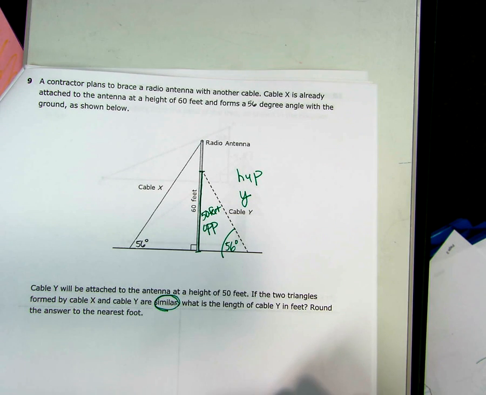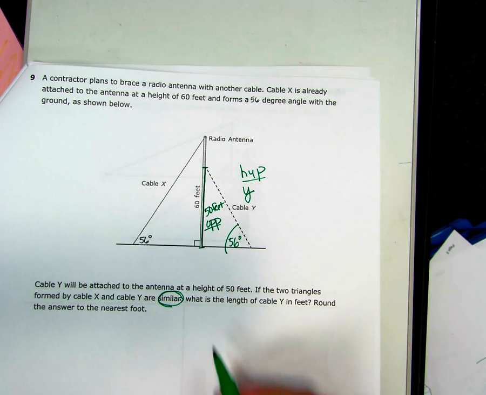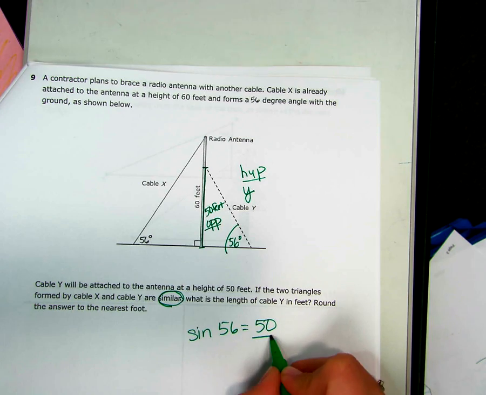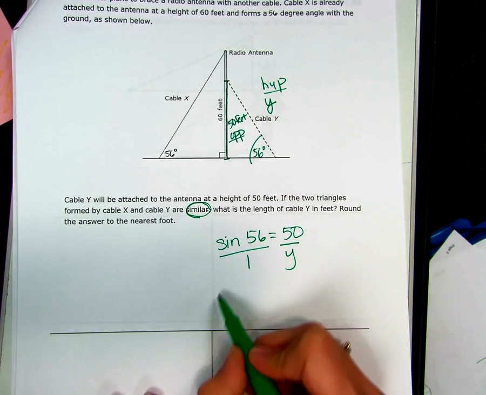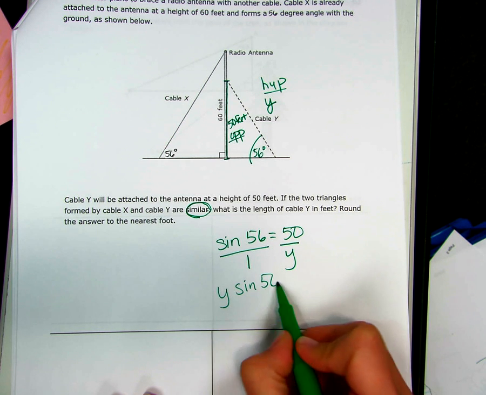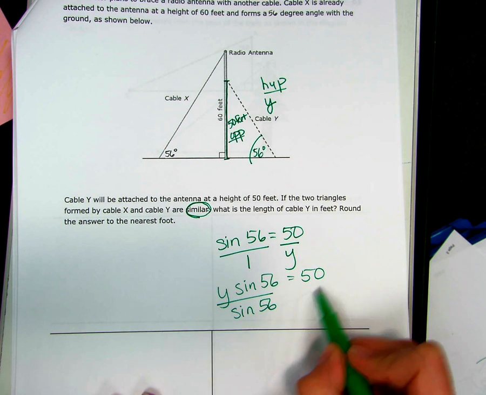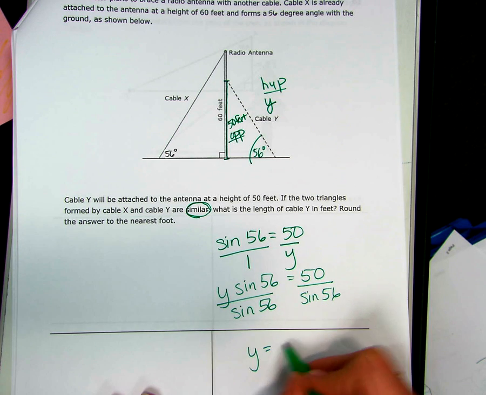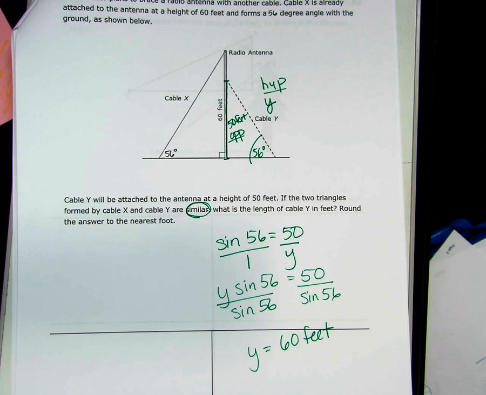So this is going to be a trig problem, and we're going to use sine because we have opposite and hypotenuse. So we're going to say sine 56 equals 50 over y. And then do your cross products. Y times sine 56 equals 50. And divide by sine 56, just like in your homework from a couple of nights ago. So when I put this in my calculator, I get that y is about 60 feet. And it says round to the nearest foot.